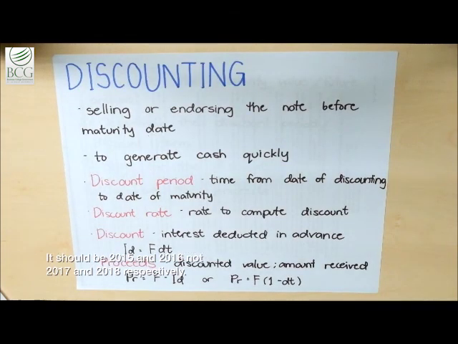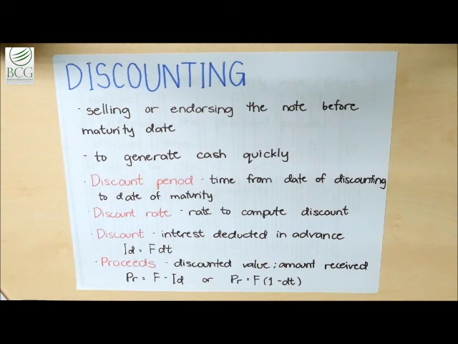Now let's move on to our second topic, discounting. Discounting is defined as the selling or endorsing of a note before its maturity date. This is usually done by those in a tight cash position. Before we proceed to our problem, here are a few terms to remember. Discount period is the time from the date of discounting to the date of maturity. Discount rate is the rate used to compute for the discount. Discount is the interest deducted in advance.